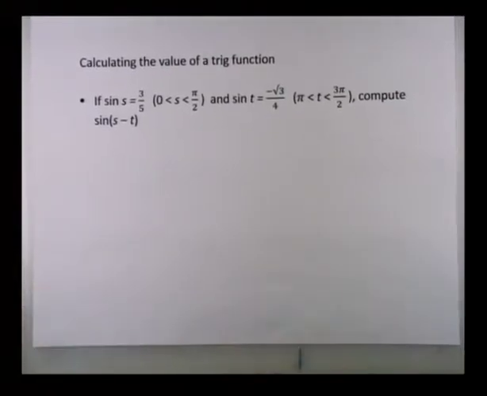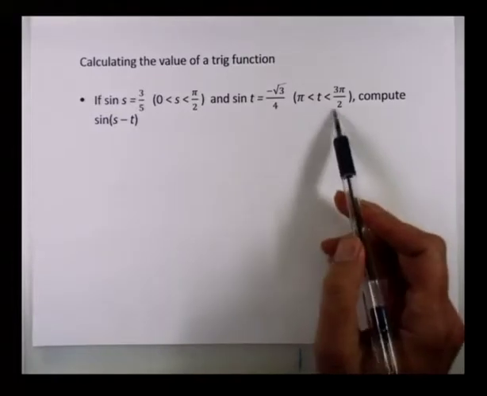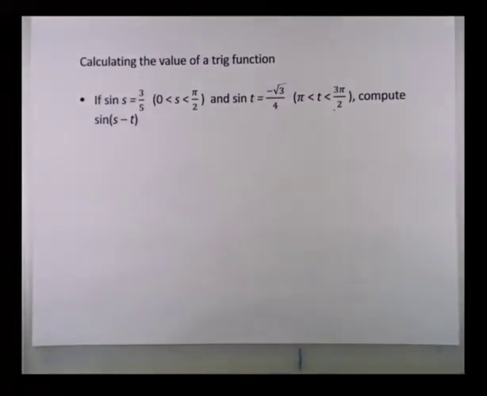Okay, so a new little thing to look at are problems that look like this. So this one tells me the sine of angle S is equal to 3 over 5, and S is in quadrant 1, and the sine of angle T is equal to negative radical 3 over 4, and that's in quadrant 3. They want me to compute the value of sine of S minus T.